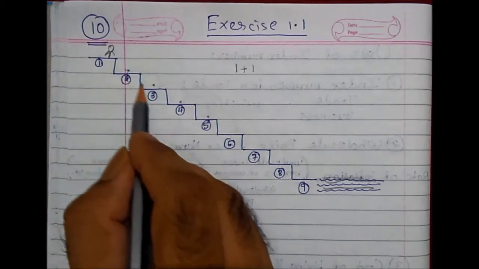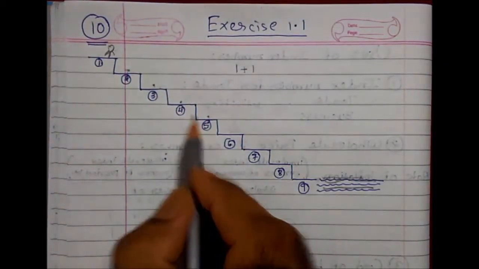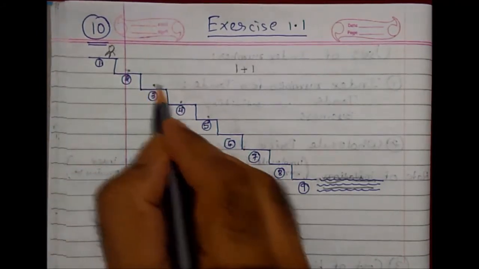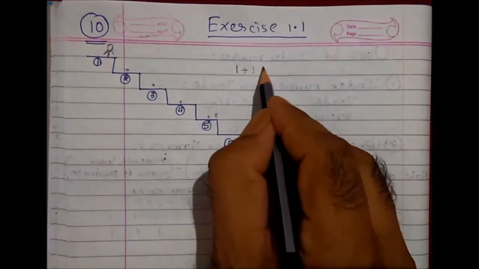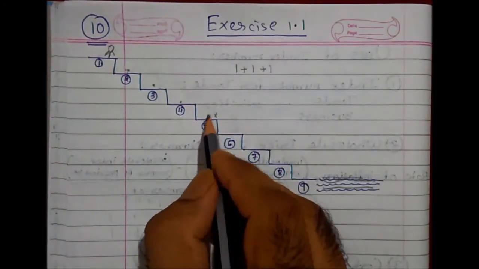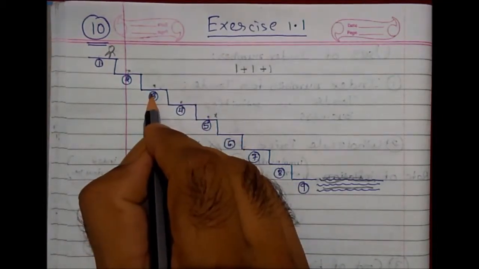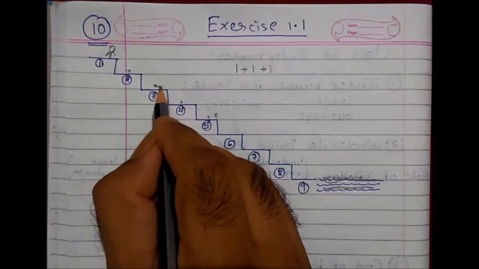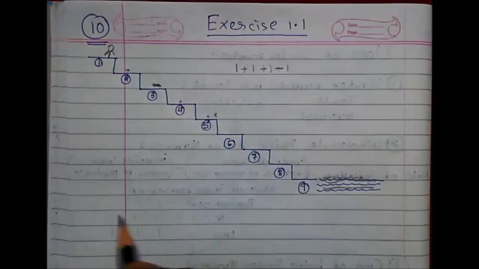Again 3 steps. 1, 2, 3. So one more jump. Then from here again 2 steps, 1, 2. So now the monkey is on this step. So total jumps: 4.